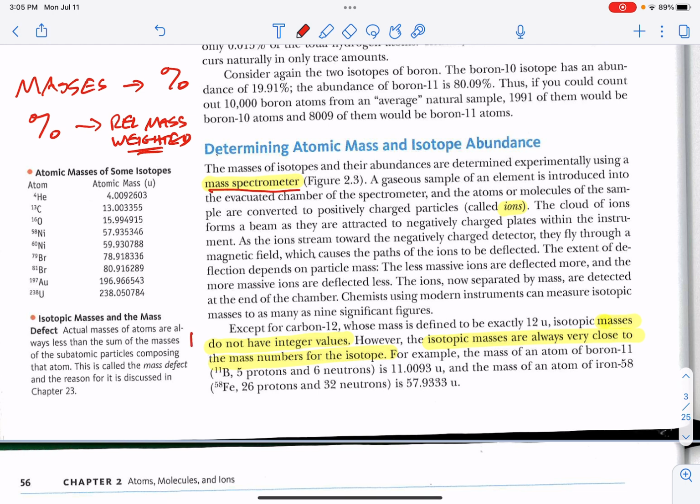Nowadays, as mentioned before, we use carbon-12 as our basis for our relative mass. So carbon-12 is defined as exactly 12.000000 till the cows come home, and all the other masses are based upon that.